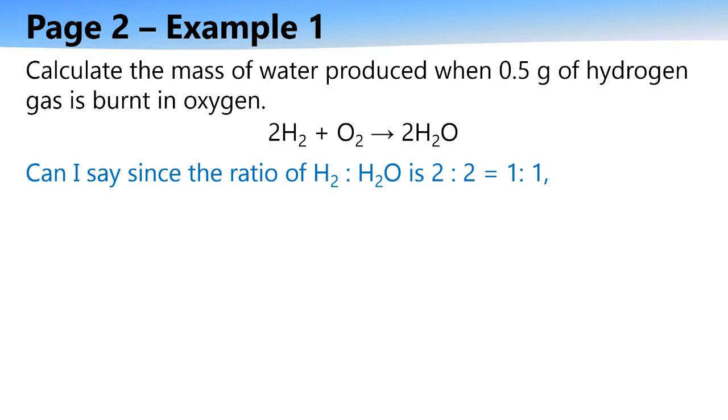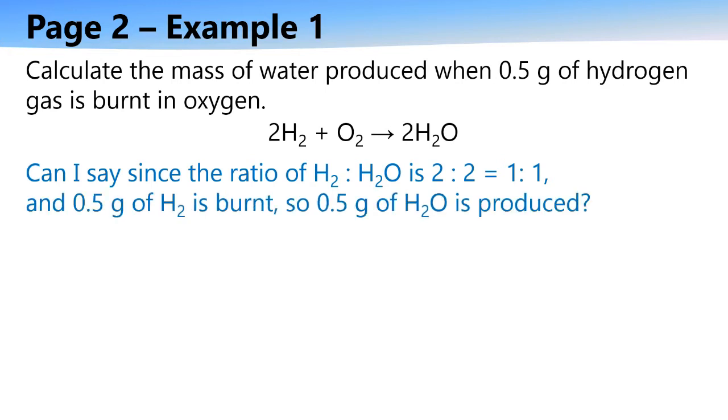Now I have a question for you. Can I say, since the ratio of hydrogen to water is 2 is to 2, which is the same as 1 is to 1, and 0.5 grams of hydrogen is burnt, so 0.5 grams of water is also produced? I repeat again: since the ratio is 1 is to 1, if I use 0.5 grams of hydrogen, will I also get 0.5 grams of water? Think about it.